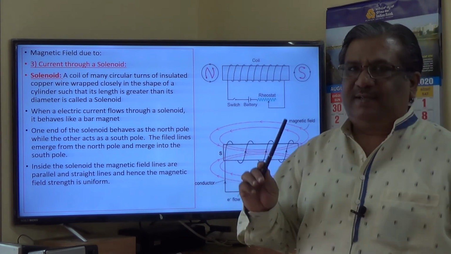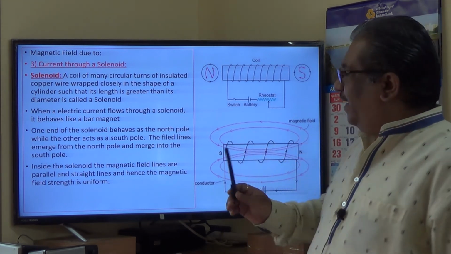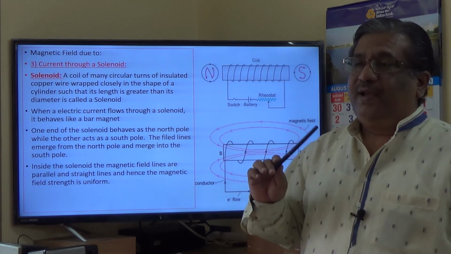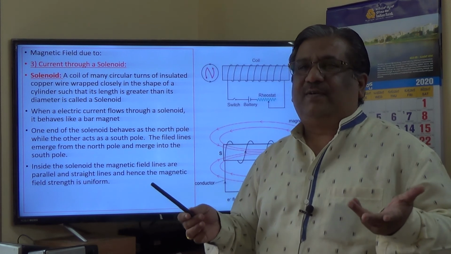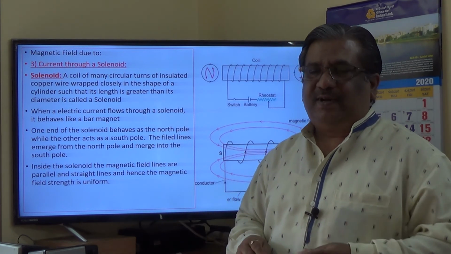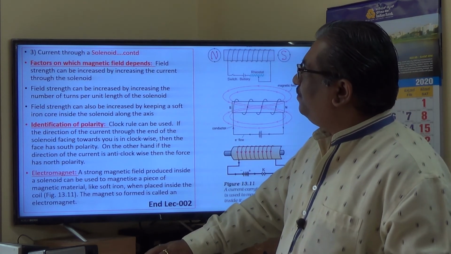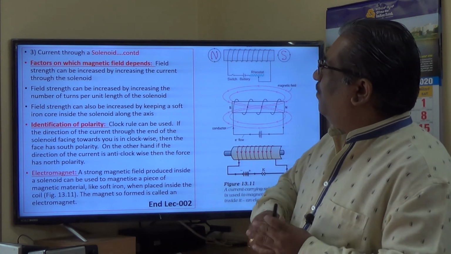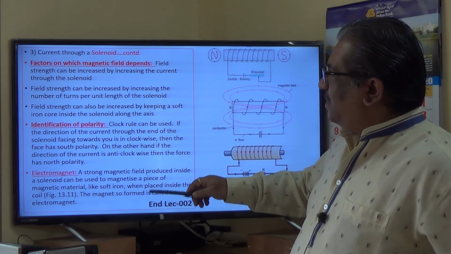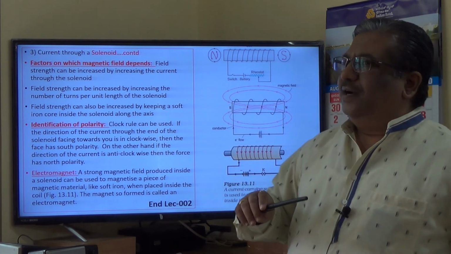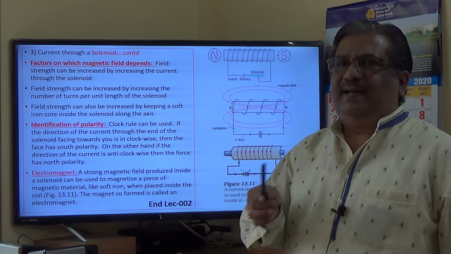I would like to discuss the same on the board, which is very important, and how to identify the polarity. Identification of the polarity in the solenoid is only by means of the clock rule. Otherwise it is very difficult to understand, and hence you have to learn the clock rule. Let me check what else is written here. Factors on which the magnetic field depends in the solenoid, that also we'll discuss, and then the same description in a bit more detail I'll explain on the board.